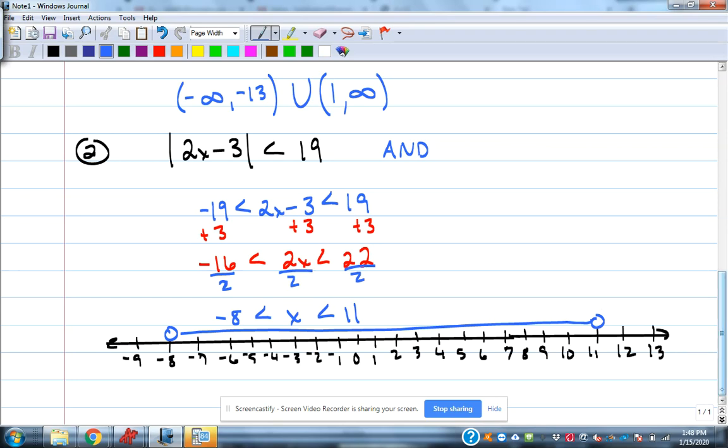What's the interval notation for that? Bracket or parenthesis on the other end? Parenthesis, because it's an open circle. So we got the inequality, the graph, and then the interval notation over there. Easy stuff. Okay.